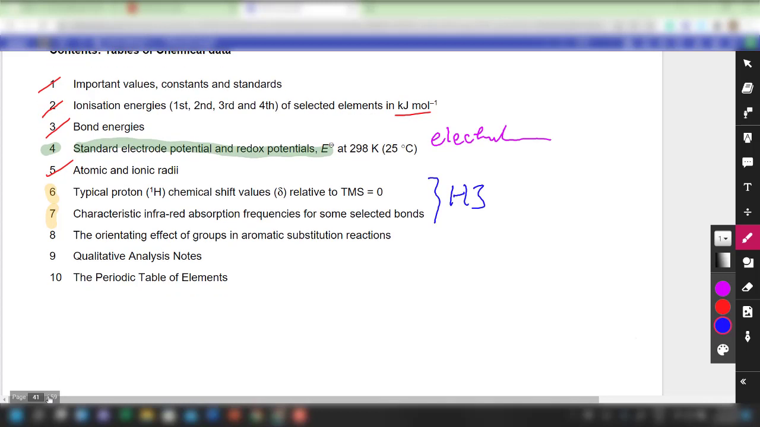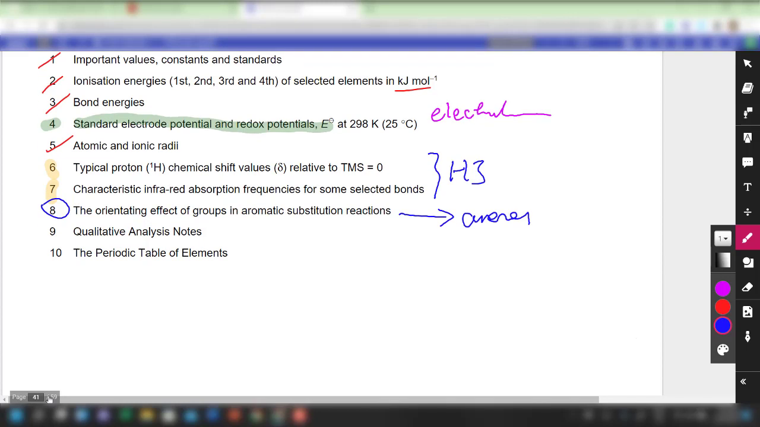For section 8, you will use it for the topic on arenes, one of the topics you're going to learn in organic chemistry. It showcases the orientating effect of the groups in electrophilic aromatic substitution. And if you recall what I mentioned earlier on, section 9 will be given to you as well. That is the only 2 pages given to you for a practical exam. These are what we call qualitative analysis notes, so that you don't have to memorize all the colors of the cations because they will be given to you.